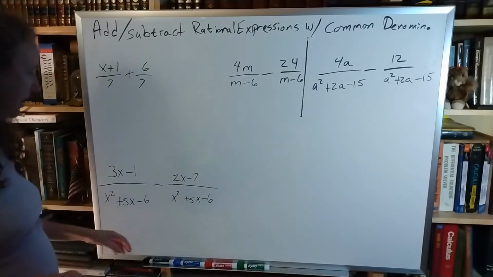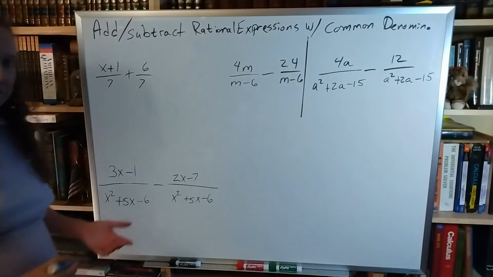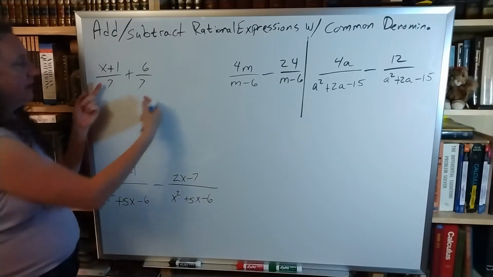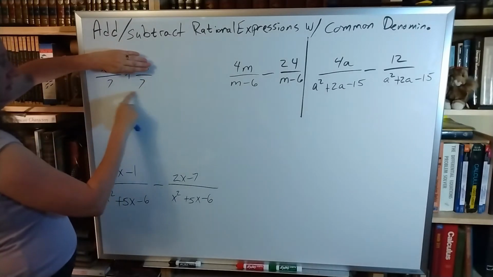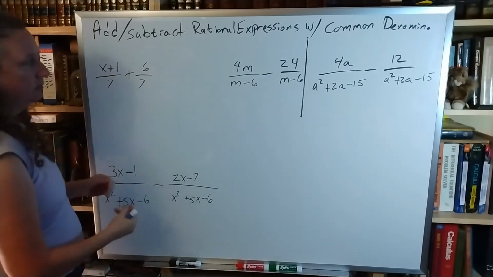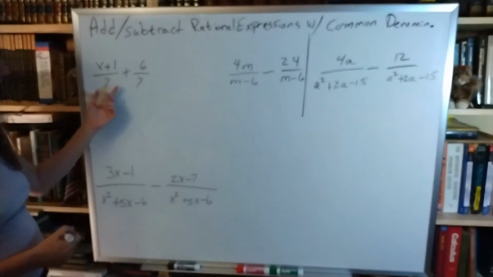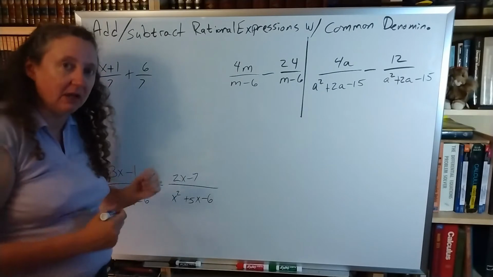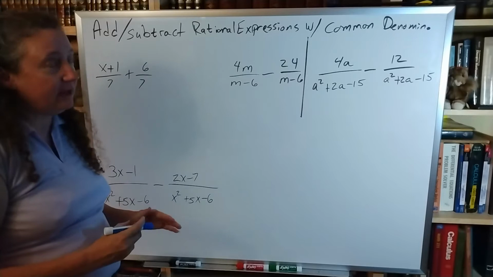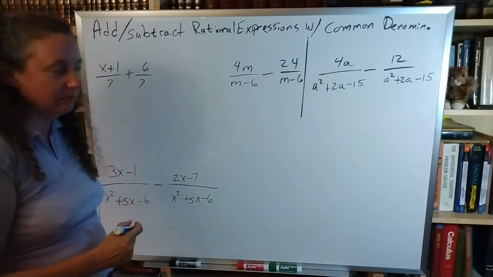Adding and subtracting rational expressions with common denominators. So essentially it's fractions with letters involved. If you already have the same denominator, then you can just take the top plus the top, or the top minus the top. But anytime you are trying to add any type of fraction, you need to have a common denominator. Doesn't have to be the least common denominator, but it does have to be a common denominator.